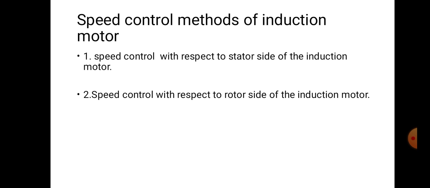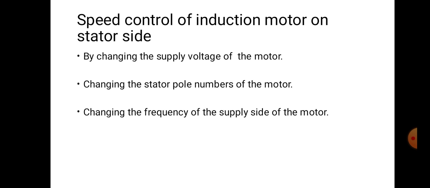Now, there are two major methods of induction motor speed control. First method, speed control with respect to the stator side of the induction motor. Second method, speed control with respect to the rotor side of the induction motor. First method, speed control of induction motor on the stator side. In this stator side speed control, there are three different methods: by changing the supply voltage of the motor, by changing the stator pole number of the motor, and by changing the frequency of the supply side of the motor. Let us discuss these topics.